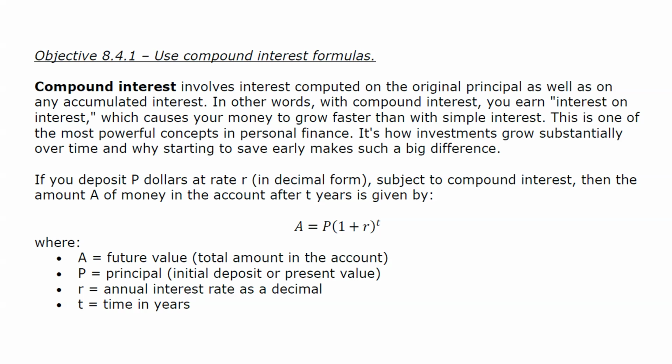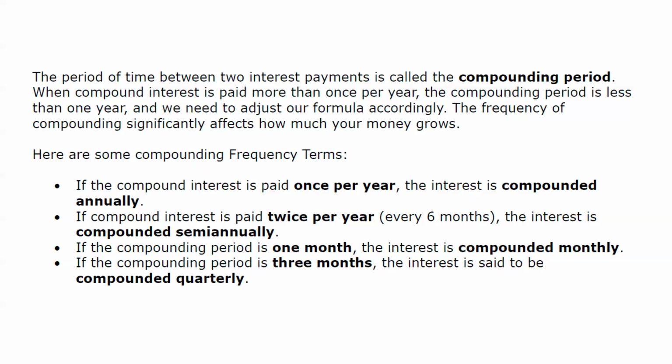If you deposit P dollars at a rate R in decimal form, subject to compound interest, then the amount A of money in the account after T years is given by the following formula. A equals P times (1 plus R) to the power T, where A equals the future value or the total amount in the account, P is the principal, the initial deposit or present value, R equals the annual interest rate, of course written as a decimal, and T is the time in years. So if your time is given in months, you'll have to convert it to years.